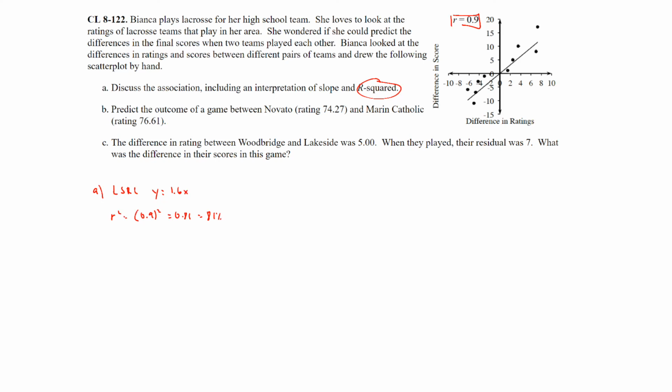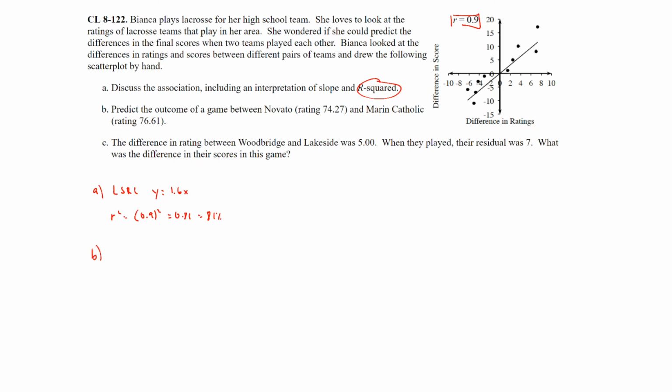The slope is about 1.6, and so therefore an increase of 1 in the difference of ratings is expected to increase the score difference by 1.6 points. So once again, an increase of 1 in the difference of rating is expected to increase the score difference by 1.6 points. Once again, the answer key is in the closure at the bottom, so you can read through that interpretation of the slope, the r squared, and discussing the association.